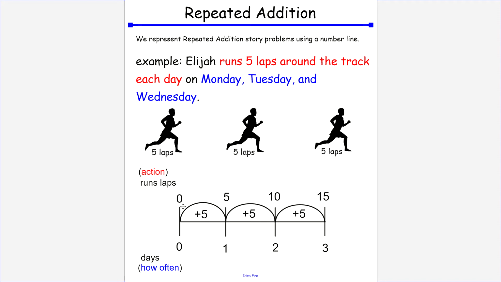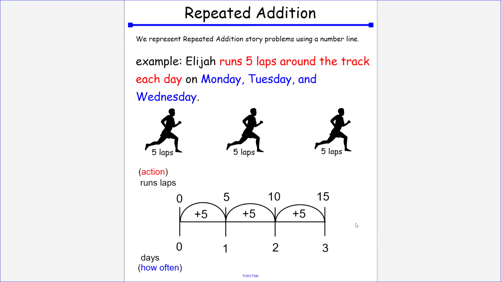And you can see the total number of laps he's run after each day. 0 days, 1 day, 2 days, and 3 days. So really, on this number line, you can see the answer to the problem. After 3 days, that's all the days he ran, Elijah's run 15 laps.